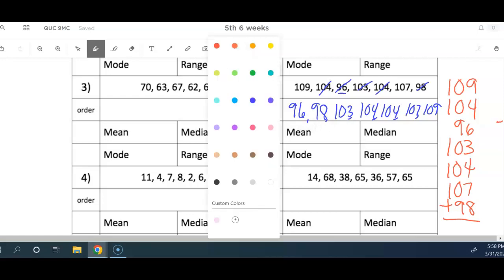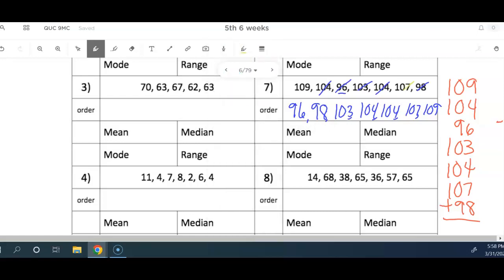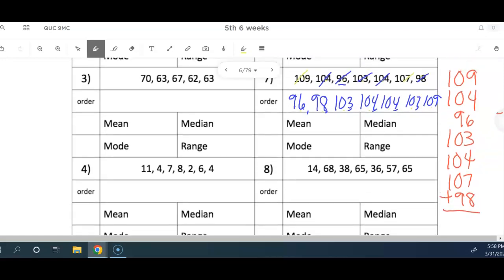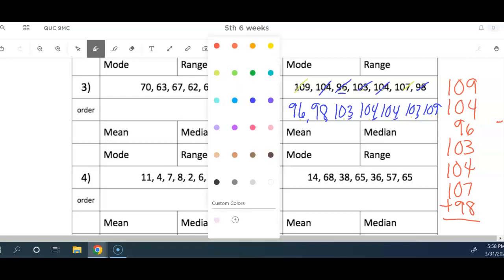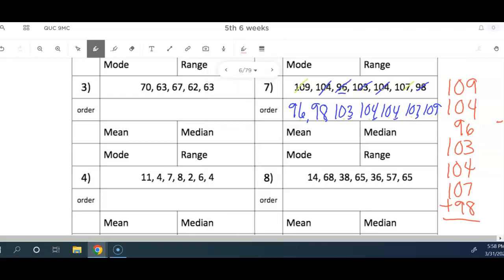I always like to count them to make sure that I have all my numbers. So let's see, 1, 2, 3, 4, 5, 6, 7 on the top, and 1, 2, 3, 4, 5, 6, 7 below. So I do have all my numbers. All right, so next up, I'm going to save the mean for the last thing to do. I'm going to start with the easiest ones first. First of all, let's find the median. Going from the outside in, we cross out numbers, outside, outside, left, right, until we get to the middle. So for this one, our median number is 104.